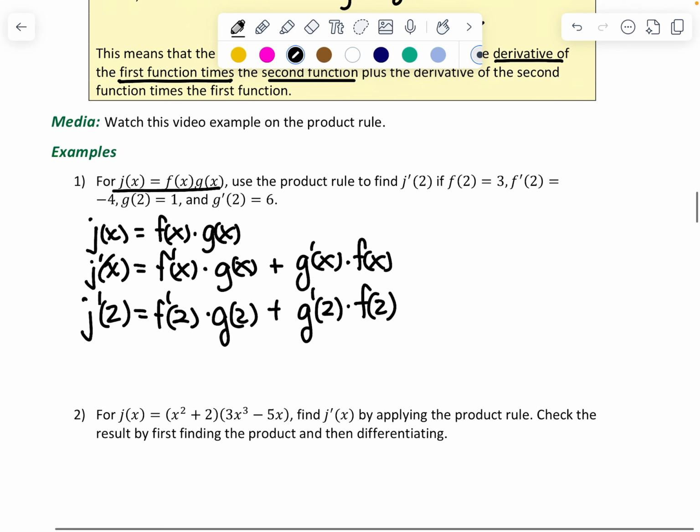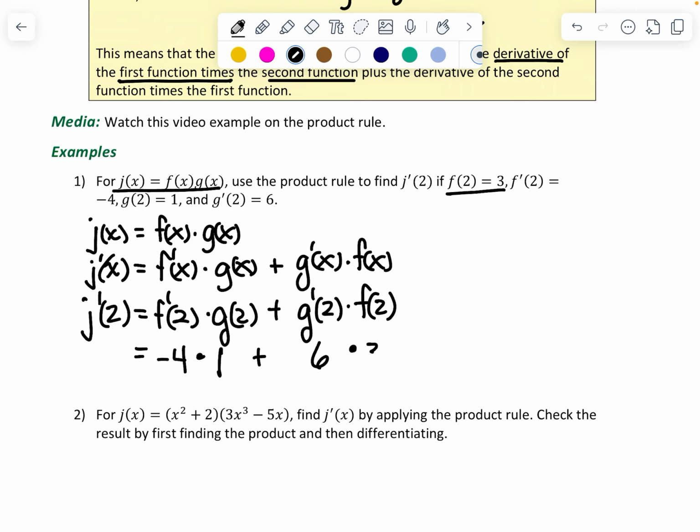Okay, so then what do we have here? We have values that are given. f of 2 is 3. F prime of 2 is -4, so I'm going to put in -4 first. And g of 2 is 1. So I'm going to do -4 times 1 plus g prime of 2 is 6. So it's going to be 6 times f of 2, which is 3.